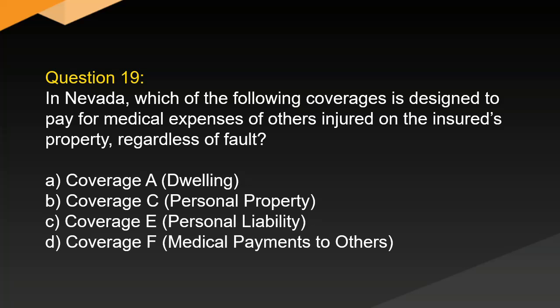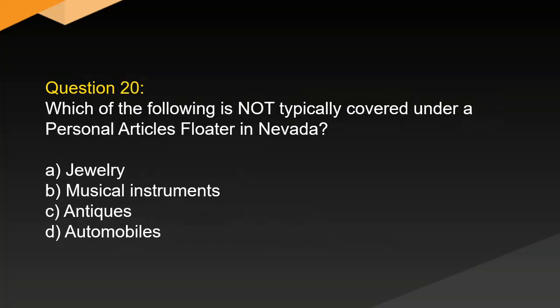Question 19. In Nevada, which of the following coverages is designed to pay for medical expenses of others injured on the insured's property regardless of fault? A. Coverage A, Dwelling. B. Coverage C, Personal property. C. Coverage E, Personal liability. D. Coverage F, Medical payments to others.